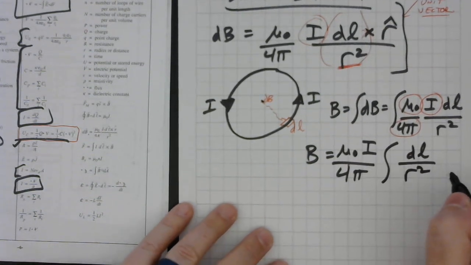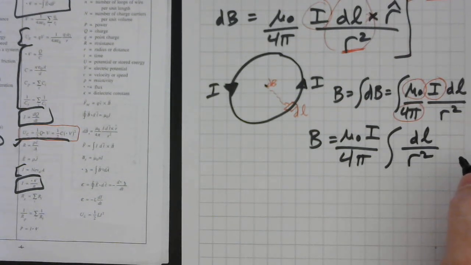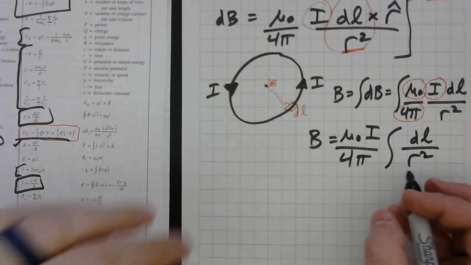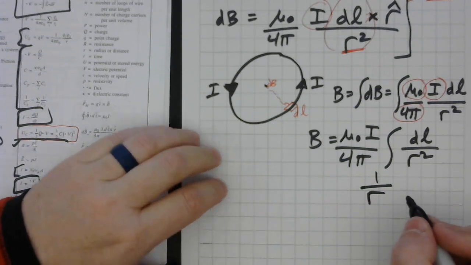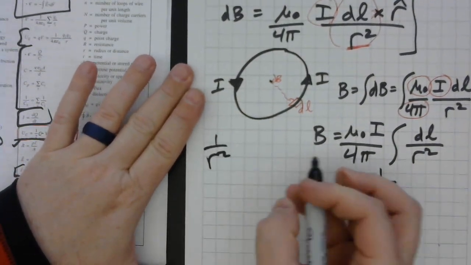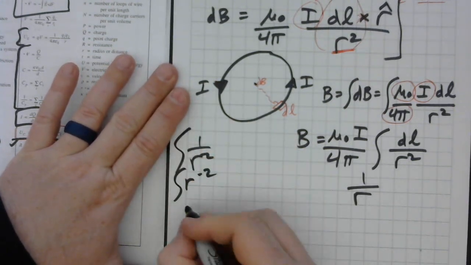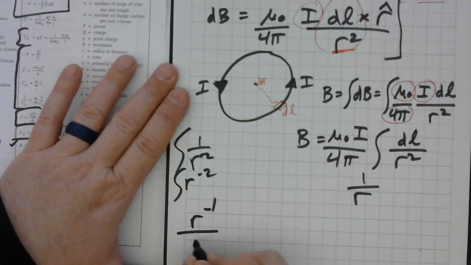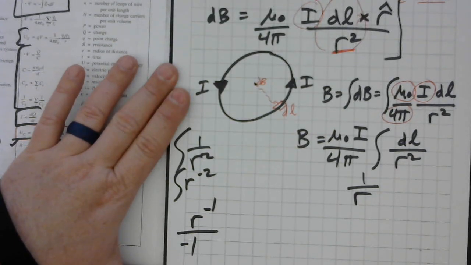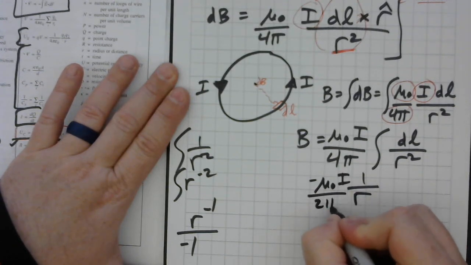Well, these are dealing with lengths here. So ready? So how do I take the integral of that? So that is r to the negative 2. So I add a power, I end up with r to the negative 1. So 1 over r. Okay? Because if I have 1 over r squared, that's the same as r to the negative 2. So I take the integral, I add a power, and divide by a power. So this is going to be negative μ naught over 4 pi.